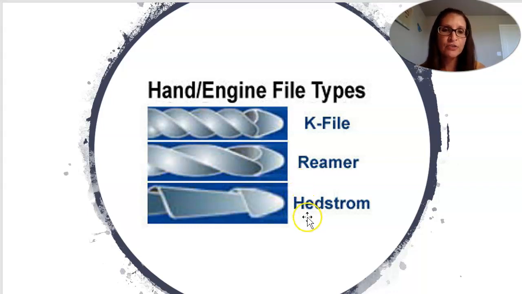And then you have your Hedstrom file, which the working end is going to have a larger cutting edge to it. So this is really going to help to shape those canals and to really make them enlarged, more so than your K file or your reamer. The barbed broach is very easy to remember because always think of a barbed wire. The way it's shaped is very similar to how the barbed broach looks as well.